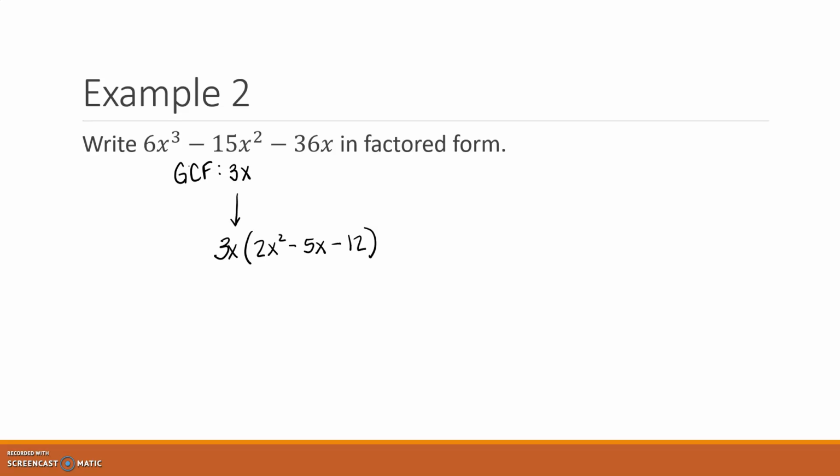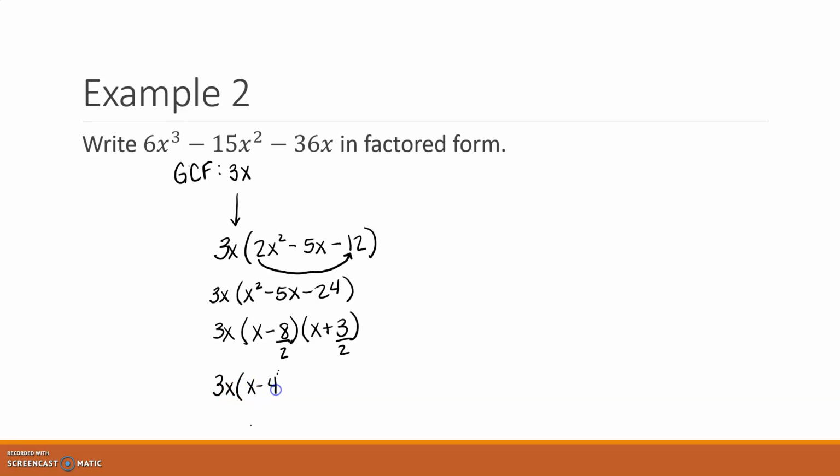But we can break it down further. This is using what we did last unit. And we're going to multiply that 2 by the 12. And we get x squared minus 5x minus 24. And so then I've got x minus 8 and x plus 3. But because I multiplied by 2 to begin with, I have to now divide by 2. And that 2 comes in front.